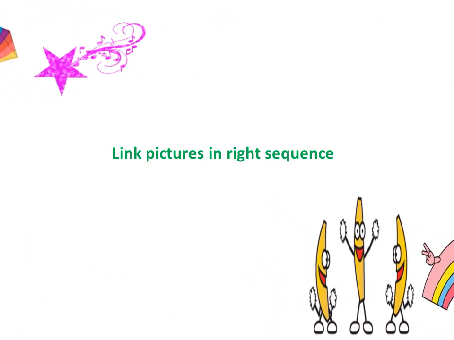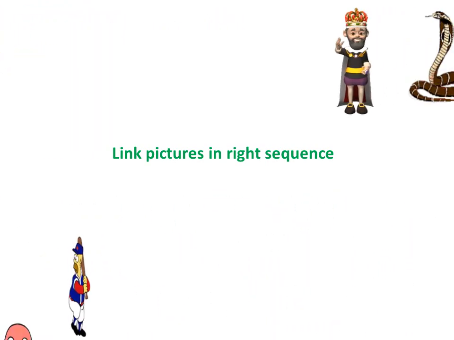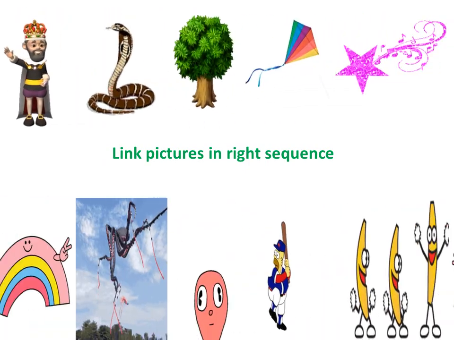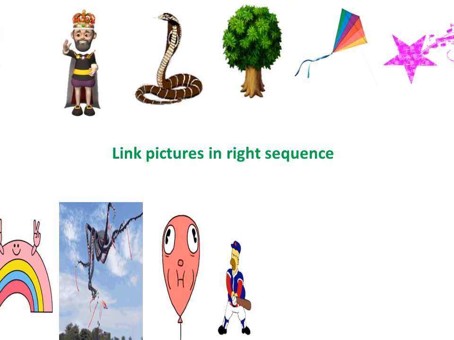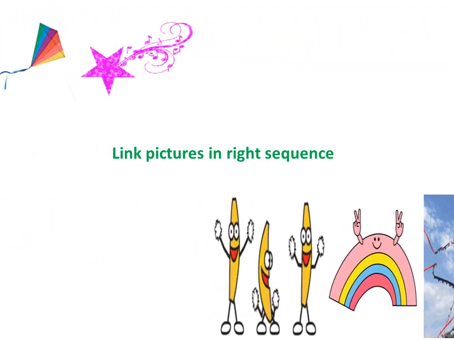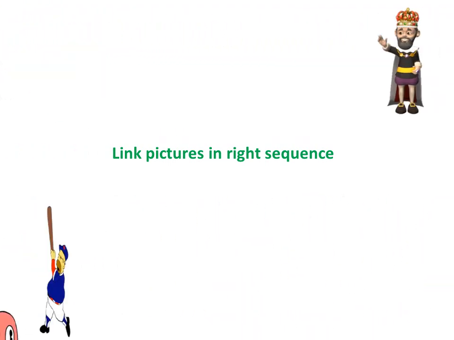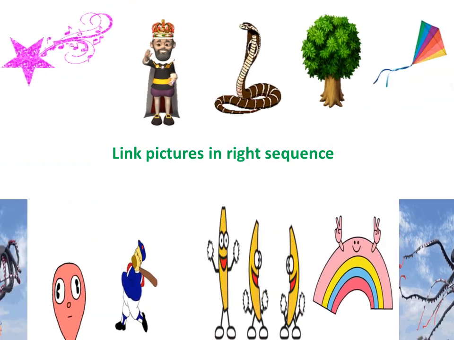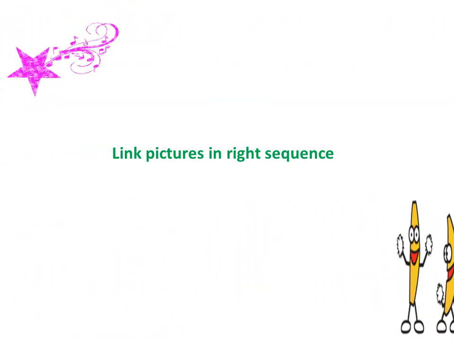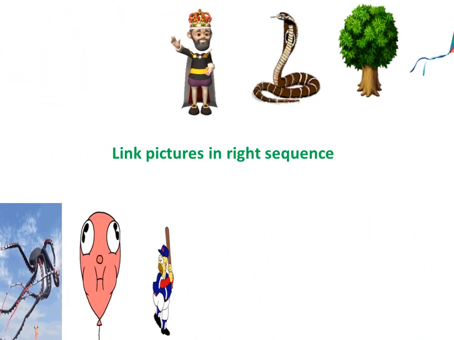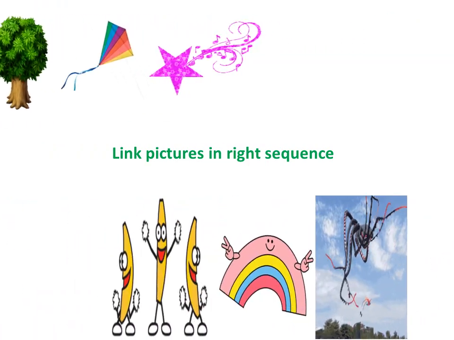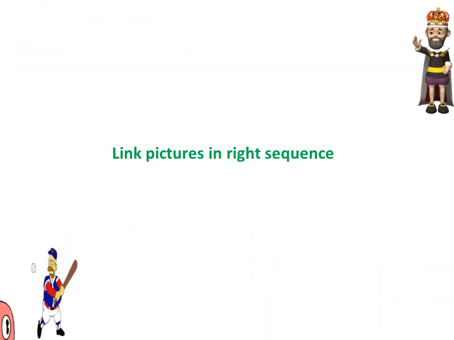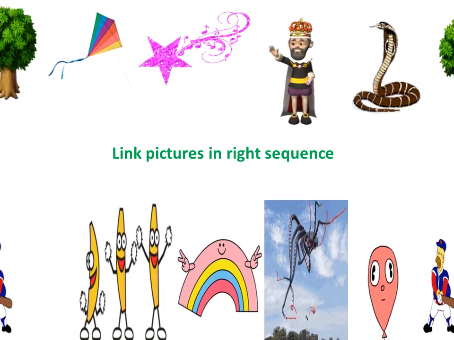Yes, they turned into dancing bananas. Seeing the banana soldiers dance, what happened in the sky? Yes, a beautiful rainbow appeared. What happened to the kite then? Yes, it changed into a huge octopus. What was following the octopus? Yes, a balloon. What happened after the balloon burst?